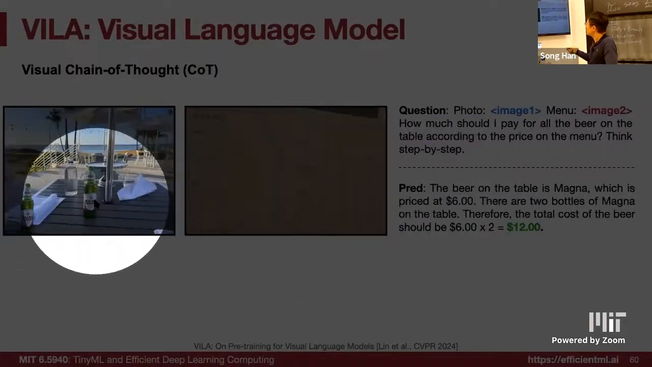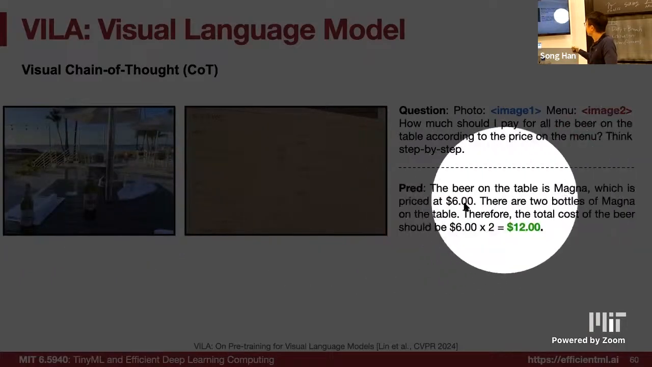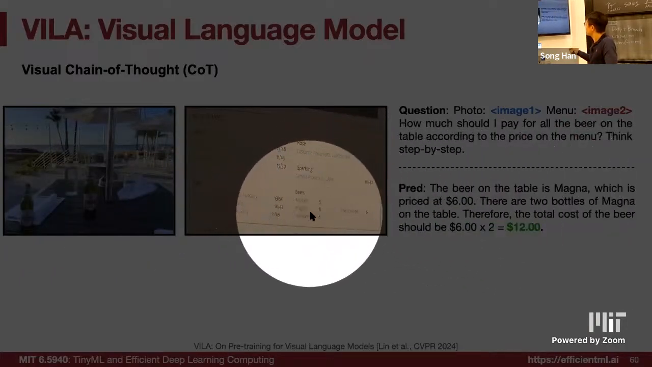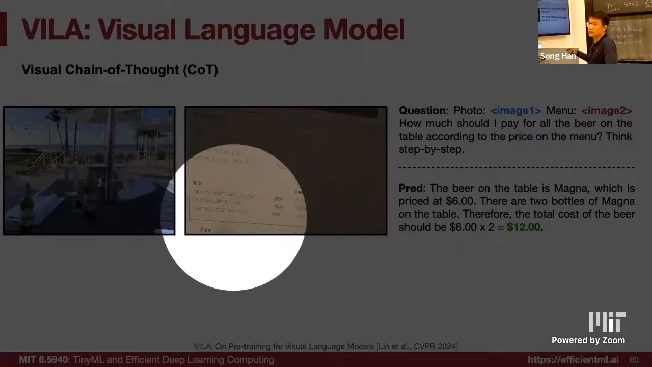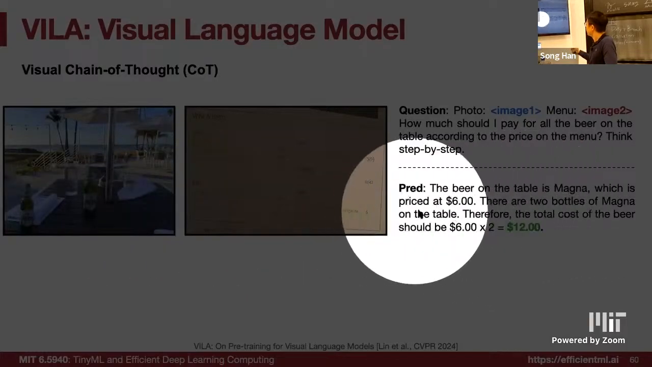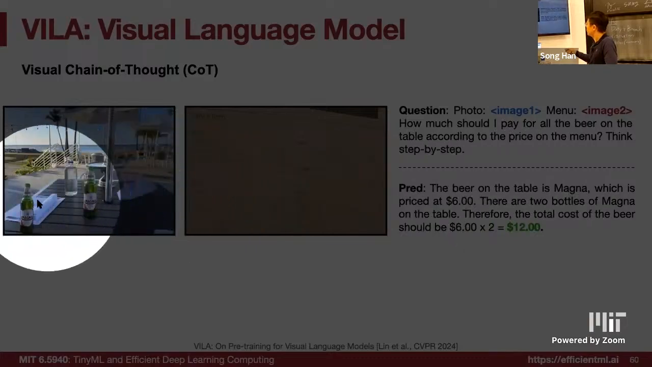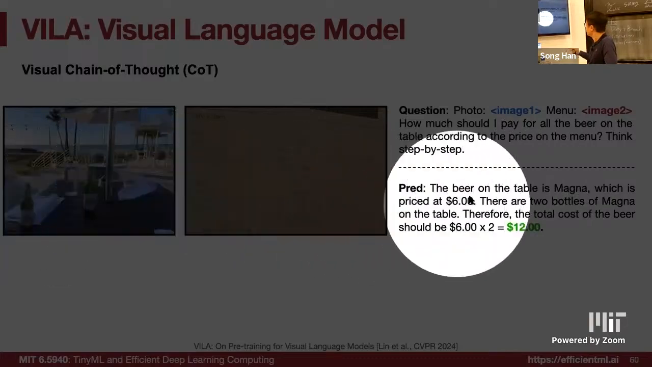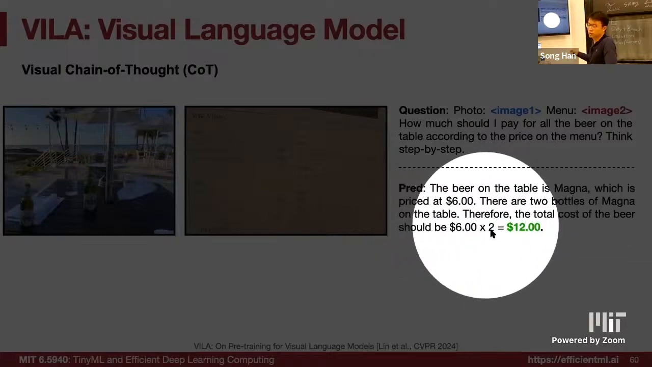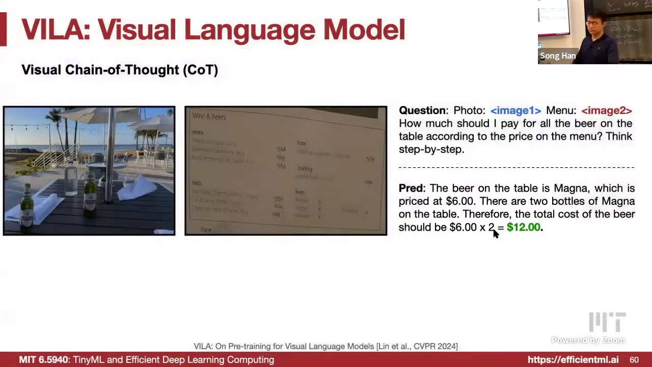So first it recognizes by OCR that this is Magna, which is priced at $6. Here it says Magna is 6. So it recognizes and associates them together, which is quite interesting. And there are two bottles of Magna on the table. You can count there are two bottles of Magna on the table. Therefore, the total cost of the beer should be $6 times 2. That should be $12.